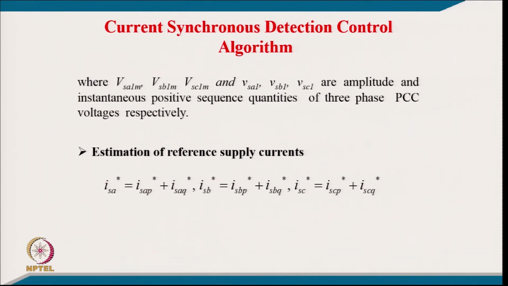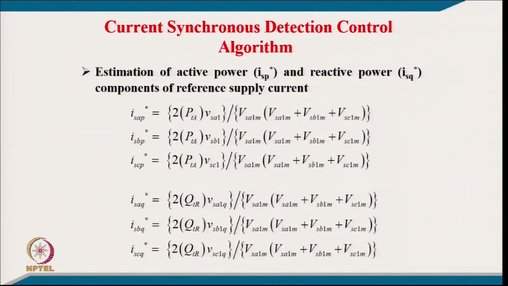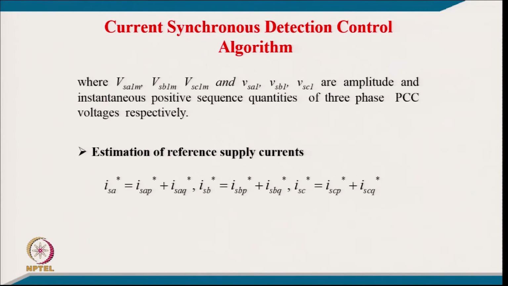But if you want only unity power factor operation, then you can keep this QTR at 0. So, these 3 currents will be 0, and you will have only power factor correction by operating this D STATCOM. That is how you can modify the control algorithm for power factor correction. This is for voltage regulation, to take care of both compensations.